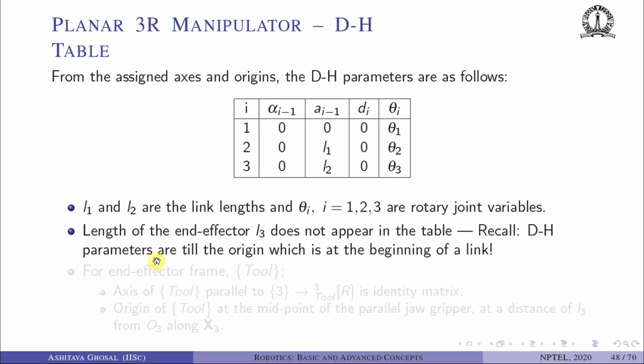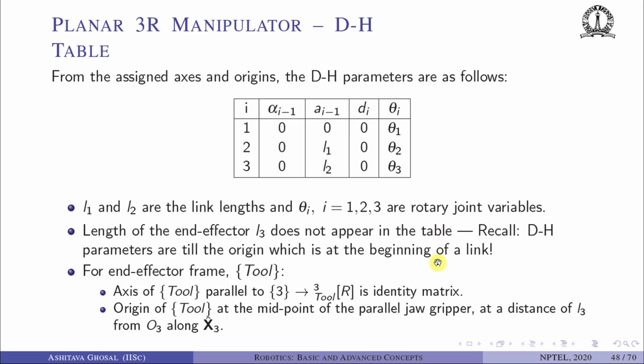Recall DH parameters are still about the origin, which is at the beginning of the link. So if I want to show an end effector coordinate system, whatever the robot is gripping, we have to define a coordinate system called tool. And how do we define this coordinate system tool? The axes of the tool are parallel to those of 3, the last coordinate system. Another way of saying this is the rotation matrix of tool with respect to 3 is identity. And the origin of the tool is the midpoint of this parallel jaw gripper, which is shown here at a distance L3 from O3 along X3.